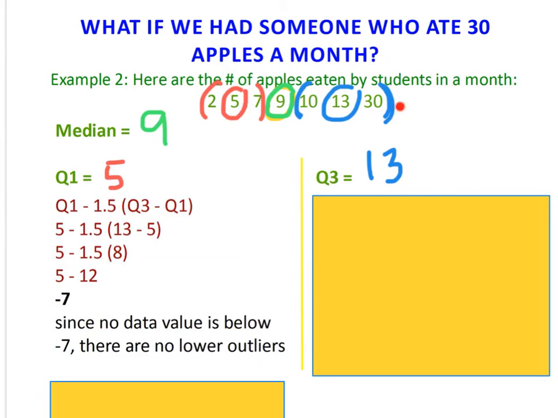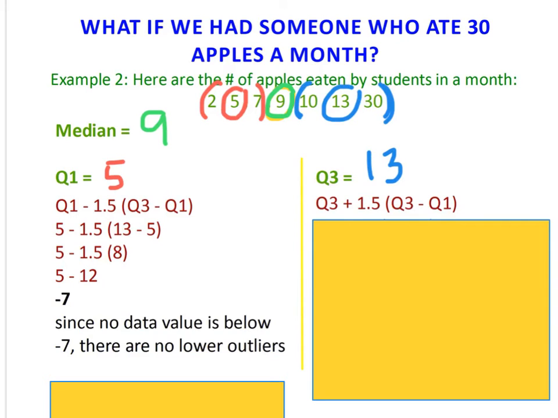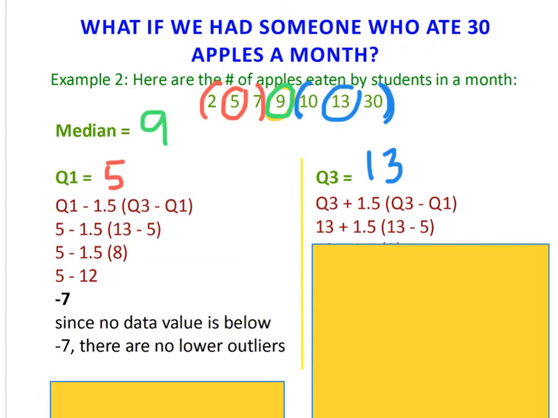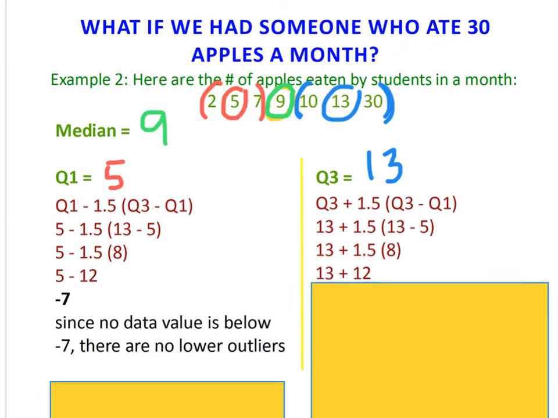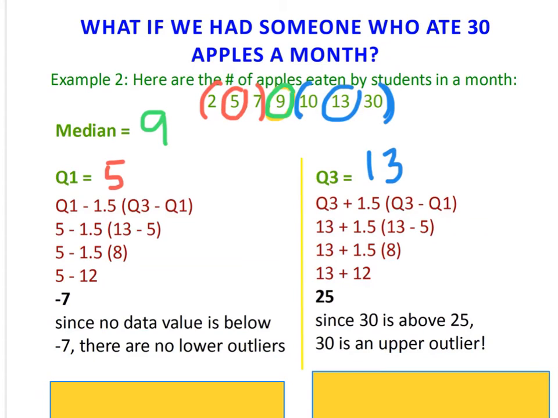But now we're going to check for upper outliers because we think 30 is an outlier. So let's take a look at the upper outliers and see if there are any. Q3 is 13, so if I do Q3 plus 1.5 times Q3 minus Q1, I have 13 plus 1.5 times 13 minus 5. Well, that would be 13 plus 1.5 times 8. 13 plus 12 gives me 25. Since 30 is above 25, 30 is an upper outlier. So this value 30 is an outlier.